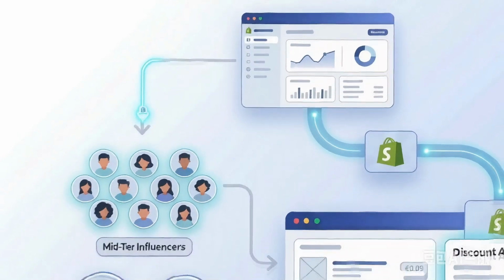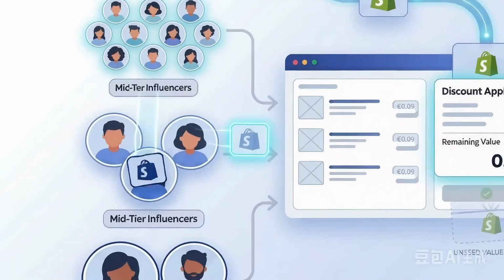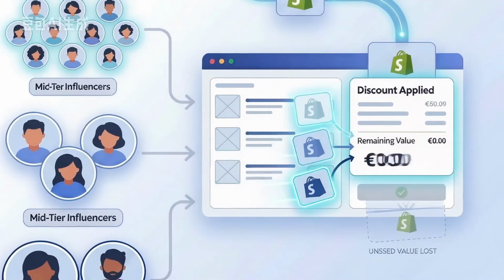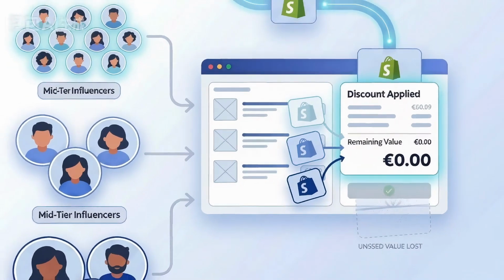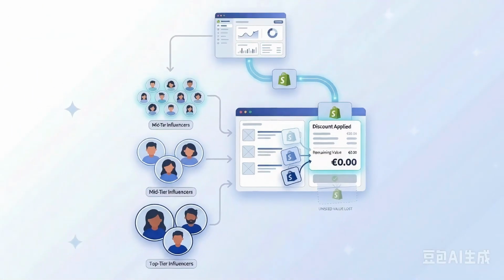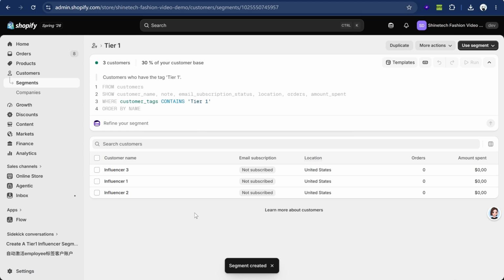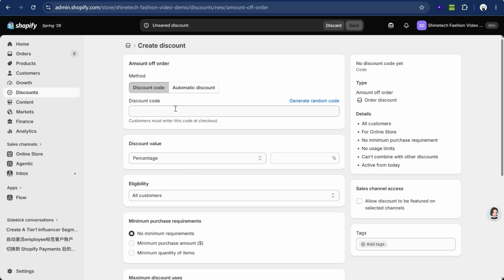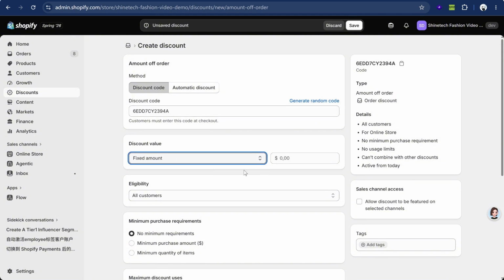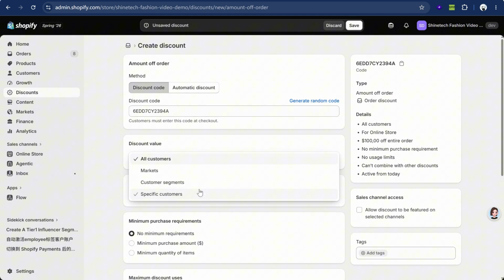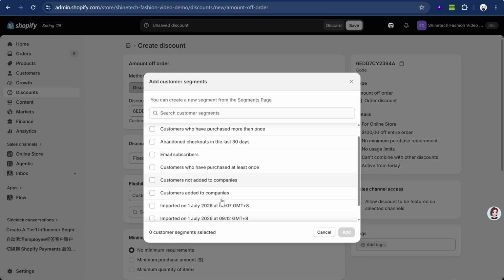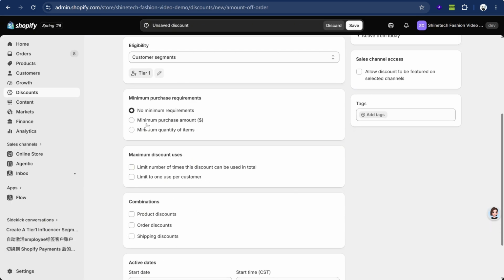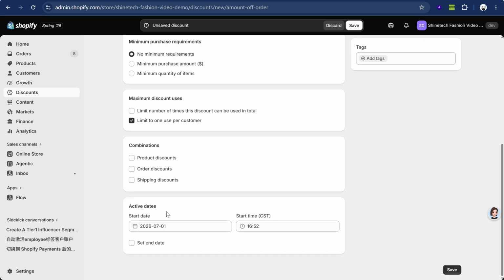The second option was using fixed amount discount codes tied to customer segments. So instead of issuing individual gift cards, we assign influencers into groups based on their tier, and each group gets a fixed discount value. This is much easier to manage when you have a large number of influencers. But it also has its own limitation. Once the discount is used, even if not fully consumed, the remaining value doesn't carry over.